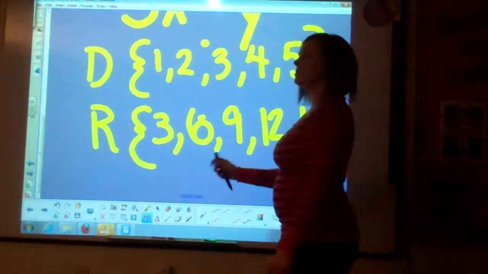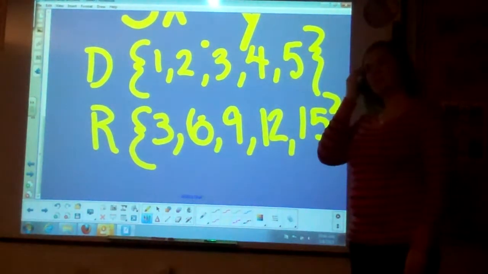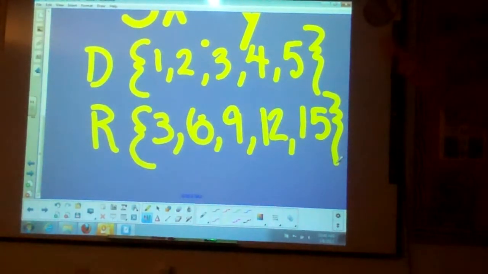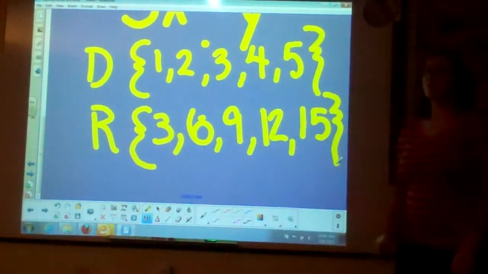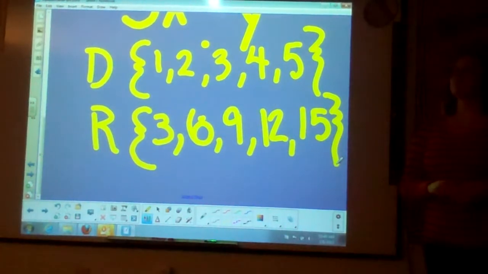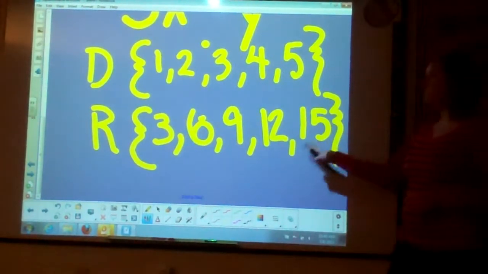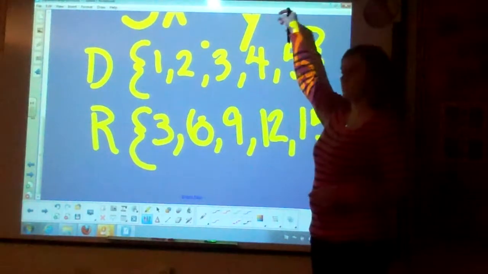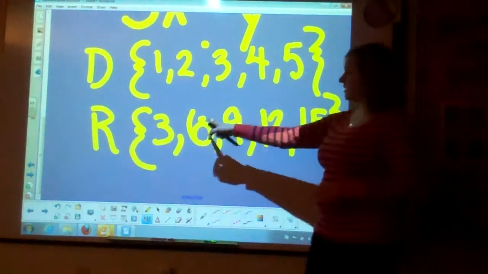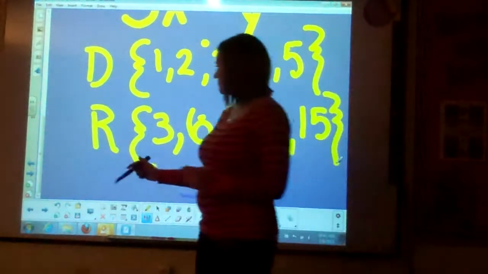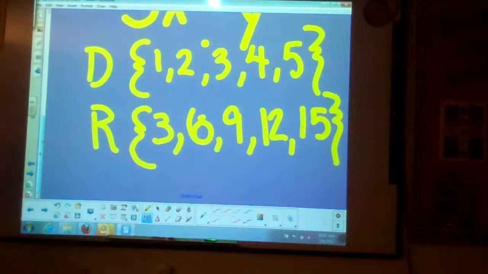How come you think I didn't just go 3 through 15? Why didn't I just list numbers 3 through 15 as the range? Because it's not all of the numbers 3 through 15, it's only 3, 6, 9, 12, and 15. It doesn't include, for example, 5, because 5 wasn't one of our outputs. 6 was one of our outputs when our input was 2.